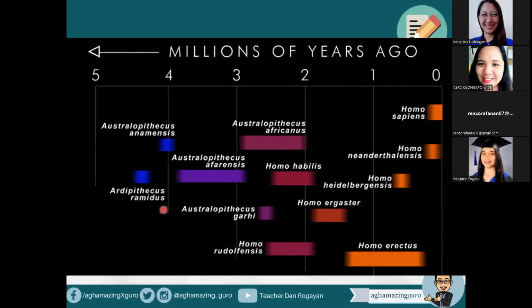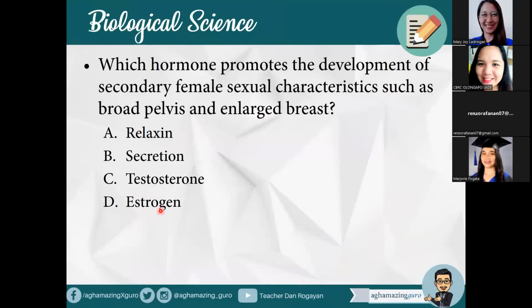Okay. So next, which hormone promotes the development of secondary female sexual characteristics such as broad pelvis and enlarged breasts? A, relaxin, B, secretion, C, testosterone, D, estrogen. Secondary female sex characteristics, syempre napakadali. Wala namang iba dyan. Okay, kundi letter D, estrogen. So estrogen is responsible for broadening of pelvis, balakang, lumalapad, and then enlarging of the breast.